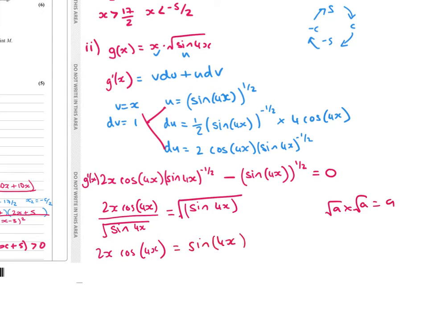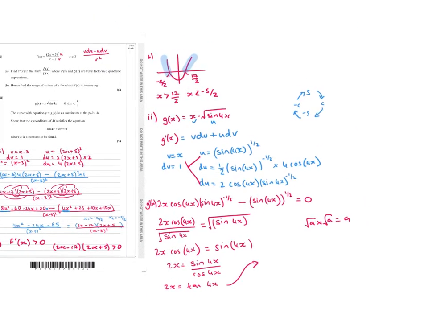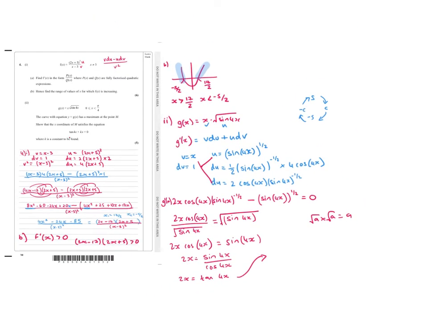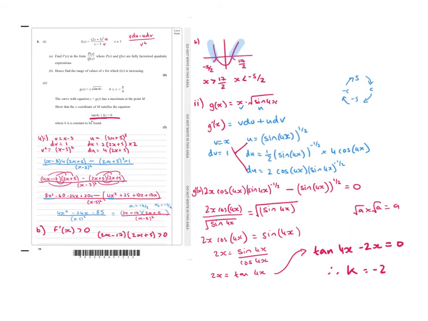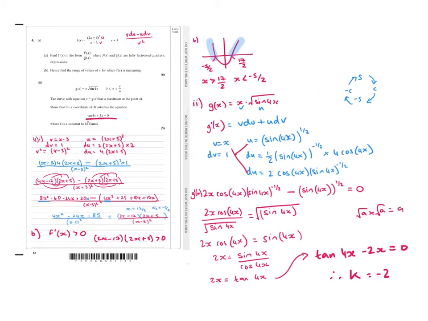Guess what, everyone? I'm going to get my sine over cos. Divide both sides by cos. 2x equals sine of 4x over cos of 4x. Well, what do we also know that sine over cos is? Tan. So I'm going to get 2x equals tan of 4x. In the question, it says tan of 4x plus kx equals 0. So I'm going to write tan of 4x minus 2x equals 0. Therefore, k equals negative 2. Look at that for a nice, easy 5 marks.